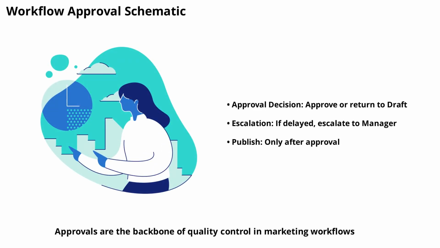Approvals are the backbone of quality control in marketing workflows. This schematic shows how approval steps are integrated at key points, with clear escalation paths if approvals are delayed. Visualizing the approval process helps teams understand where checks occur and how to handle exceptions.